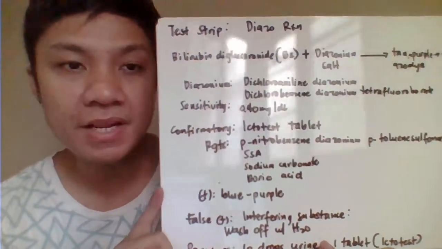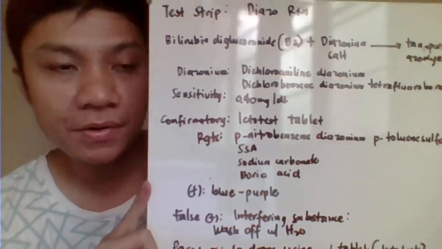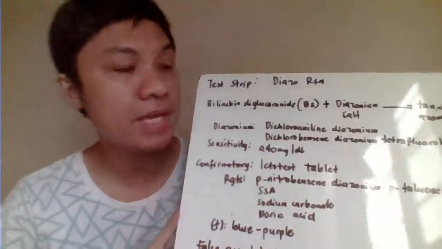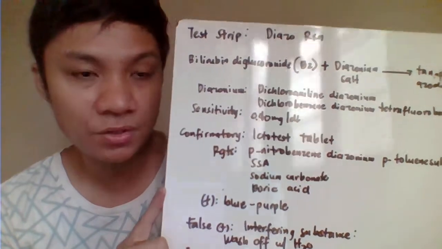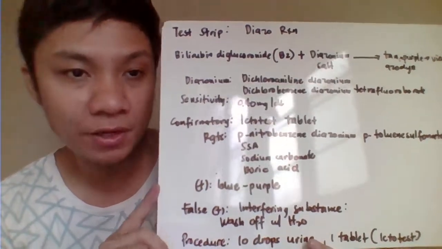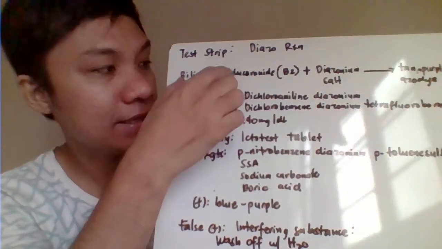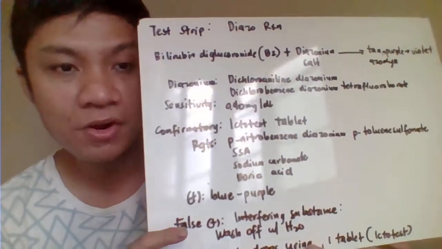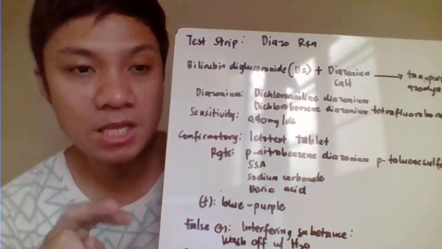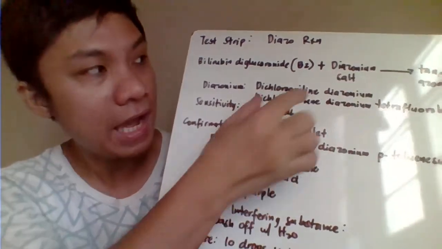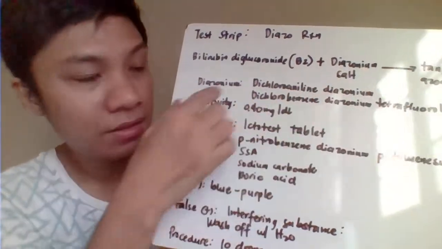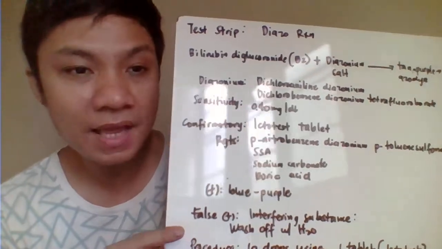Okay, so we have here the test principle of your reagent test for your bilirubin. So you try to utilize here your diazotization reaction with the use of your diazonium salt. Okay, so what's being detected by your reagent test pad for your bilirubin will only be the B2 or your bilirubin diglucuronide. So to react here with your diazonium salt, your test pad could utilize any of these diazonium salts.